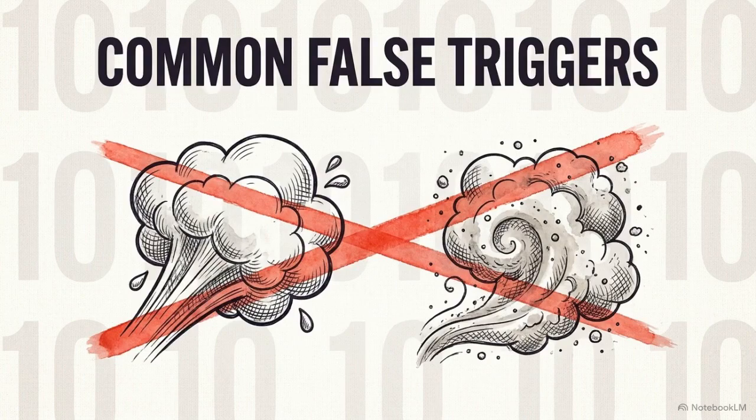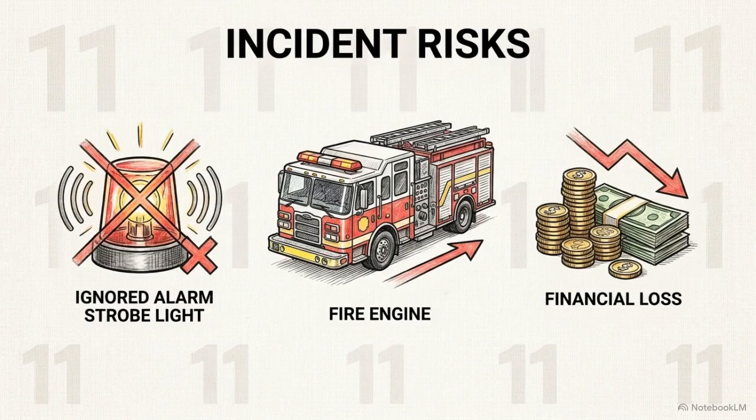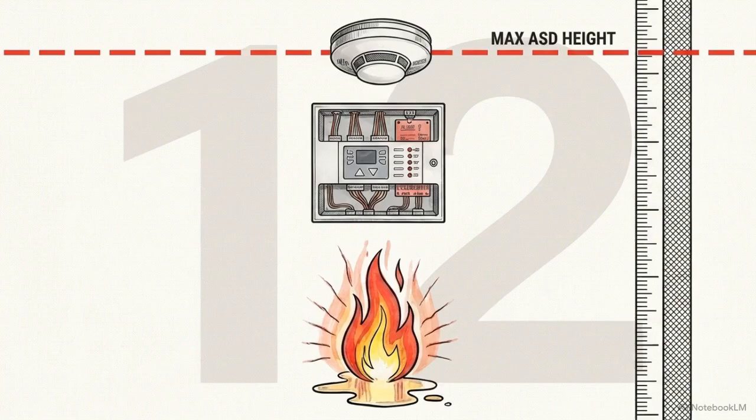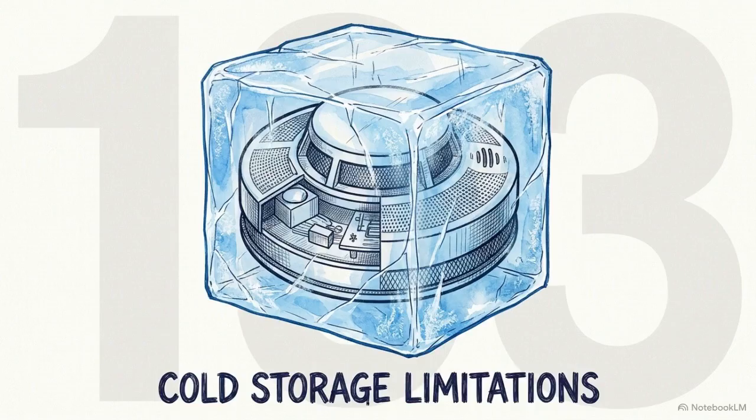10. What causes most false alarms? Poor maintenance, steam, dust, and aerosols. 11. What are the risks of false alarms? Complacency, drained fire services, and financial penalties. 12. What is the maximum ceiling height for a normal ASD system? 10.5 meters. 13. Why do point detectors fail in cold storage? Condensation and extreme temperatures block the sensors.